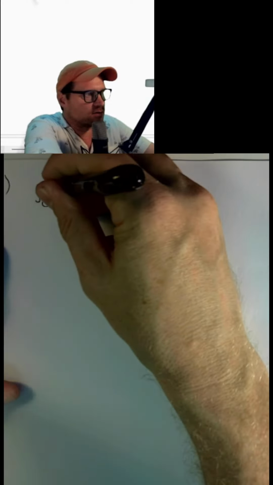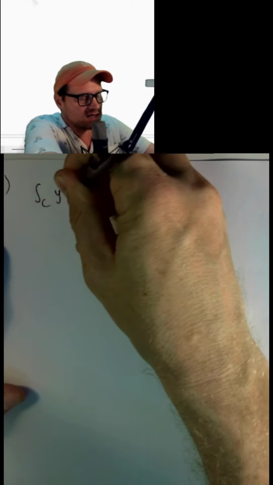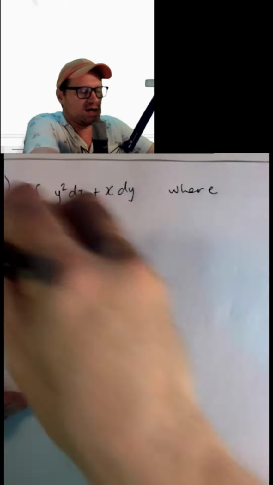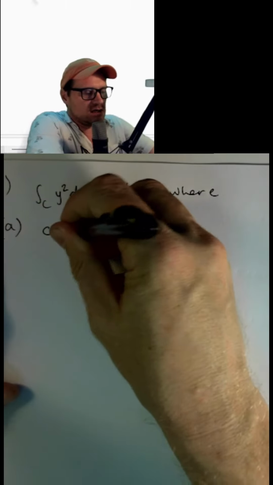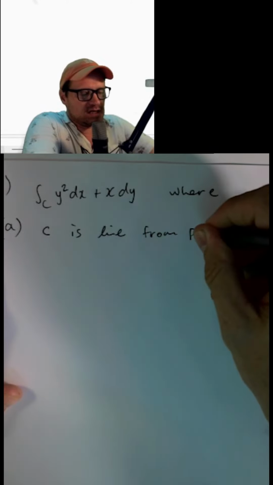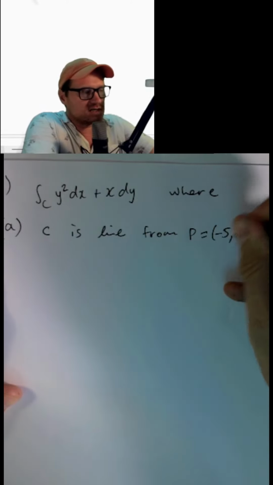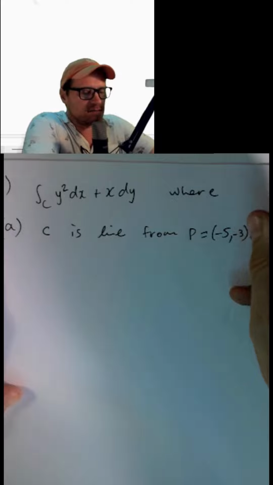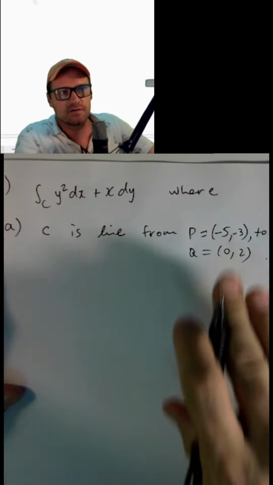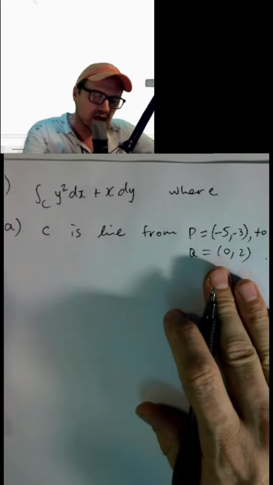Evaluate this line integral over C of y squared dx plus x dy, where in part A, let's begin there, C is the line segment from the point P, let's call this (-5, -3), to the point Q, which is the point (0, 2). Okay, so first thing we want to do is parameterize this line segment.